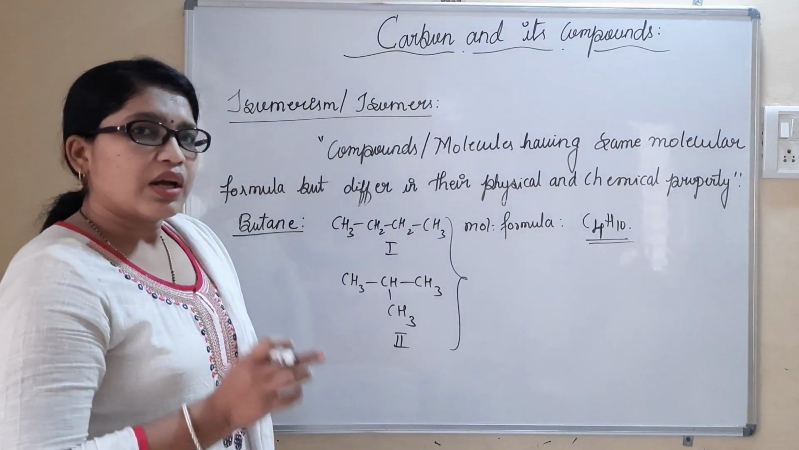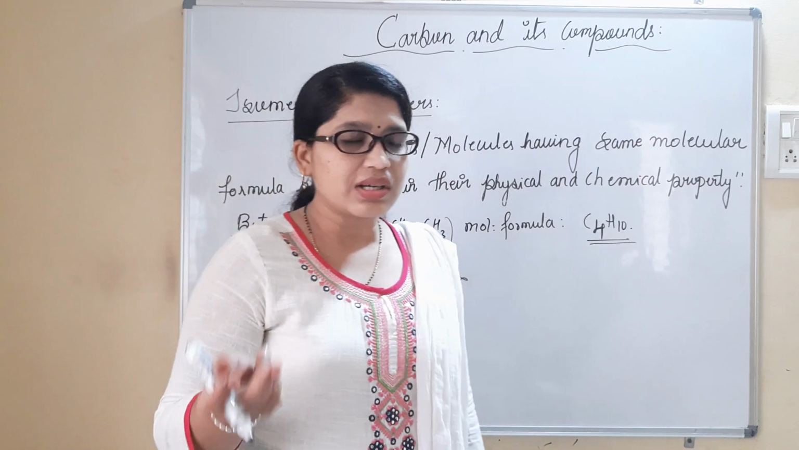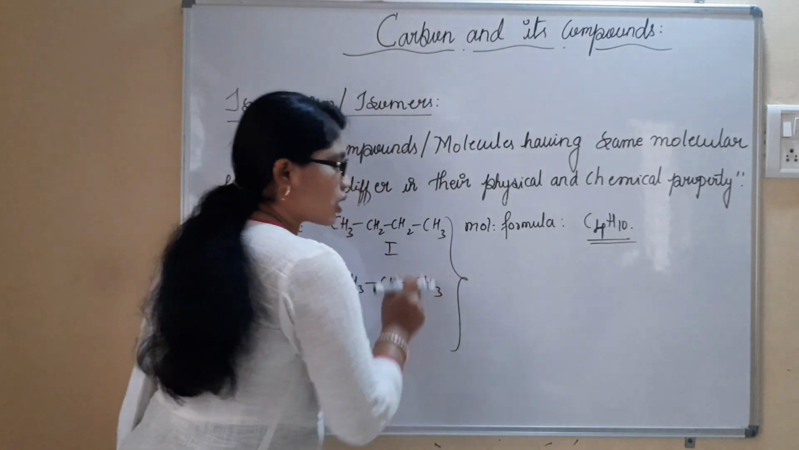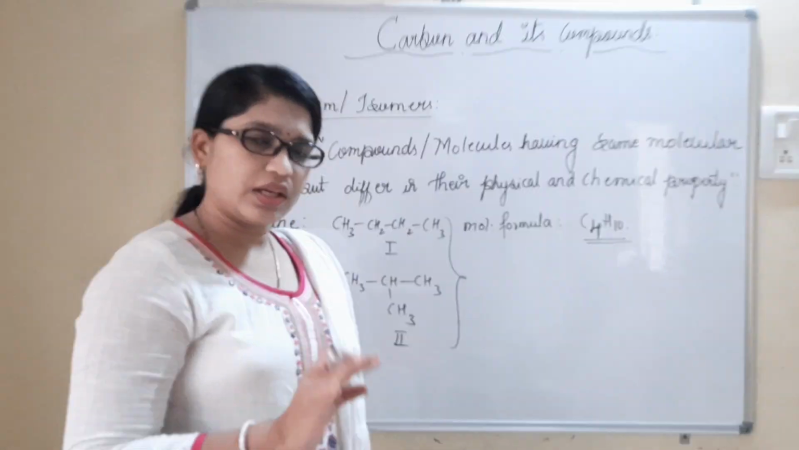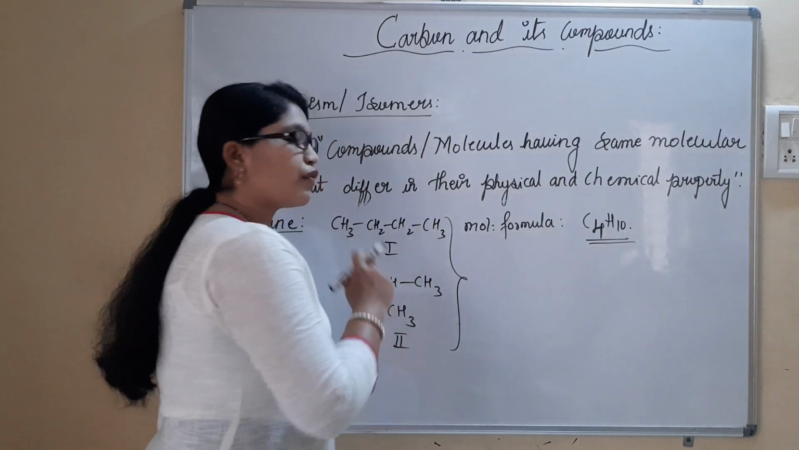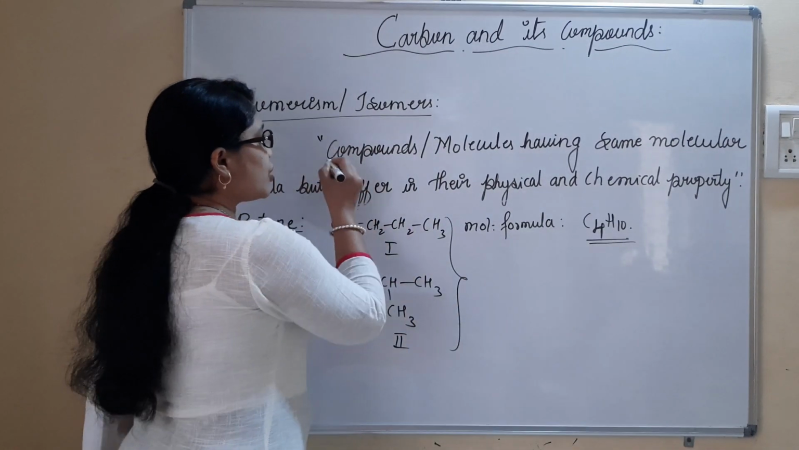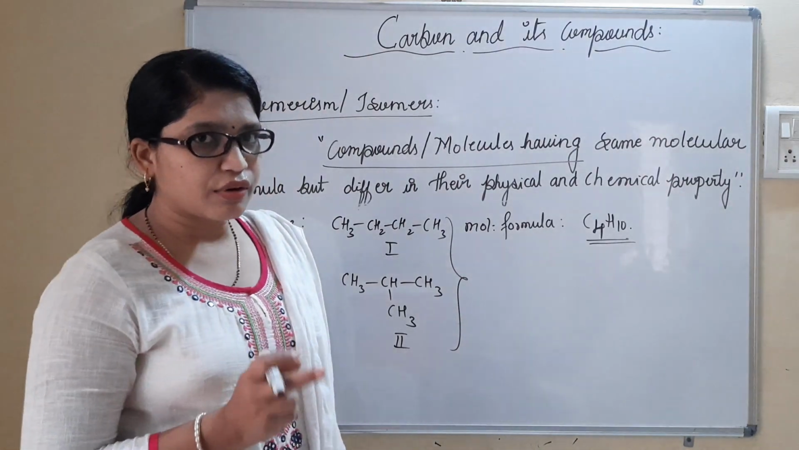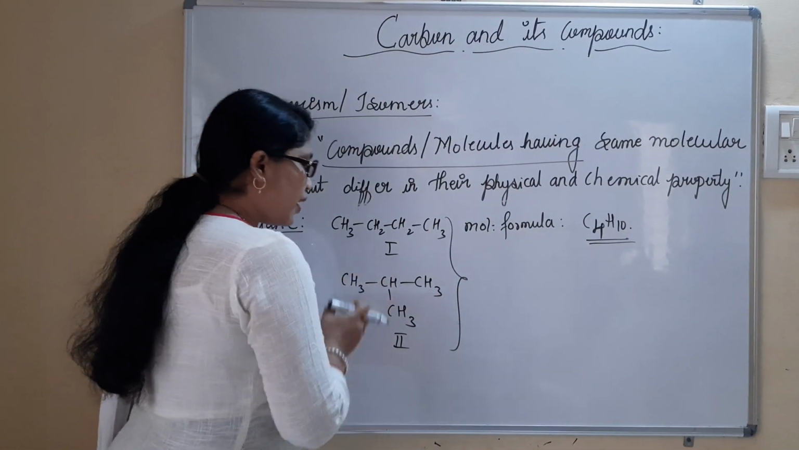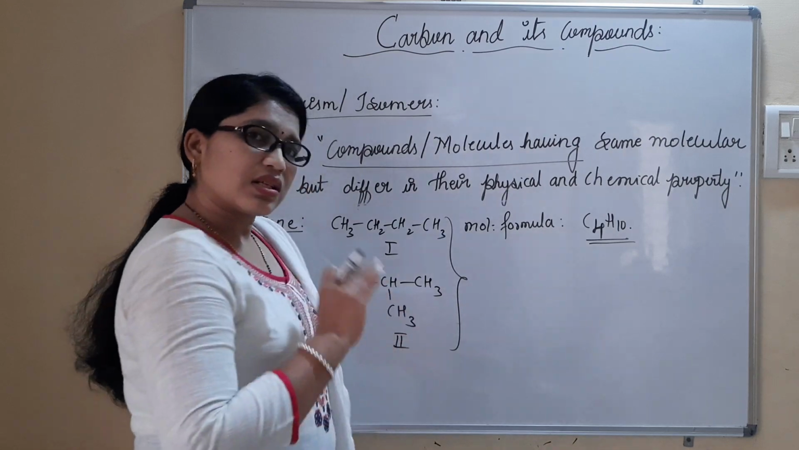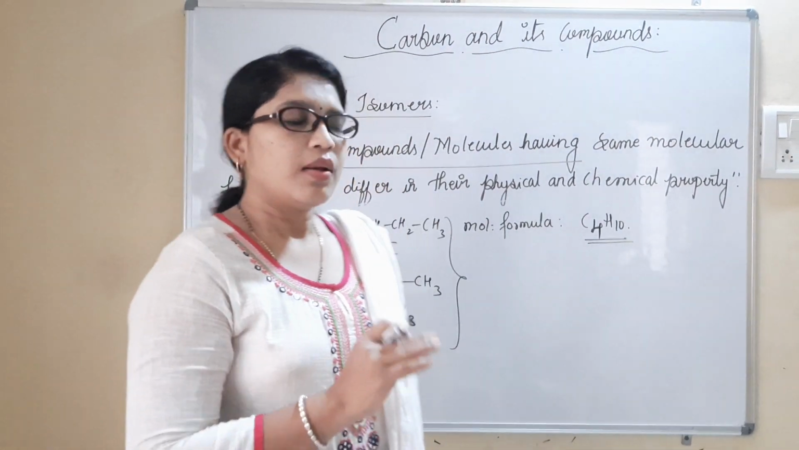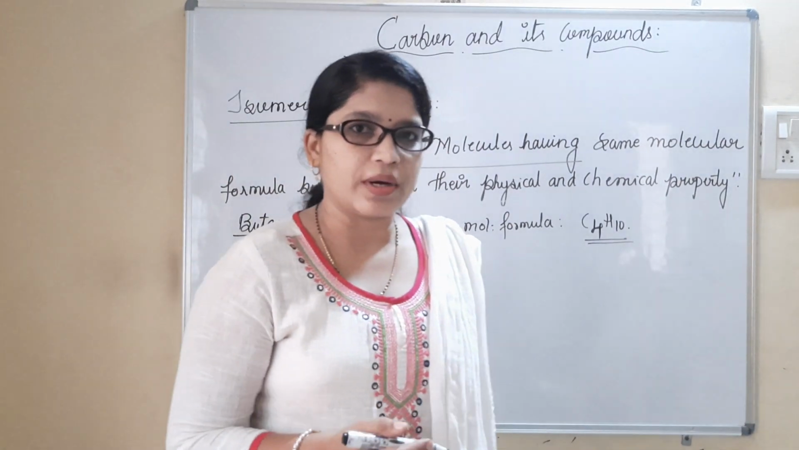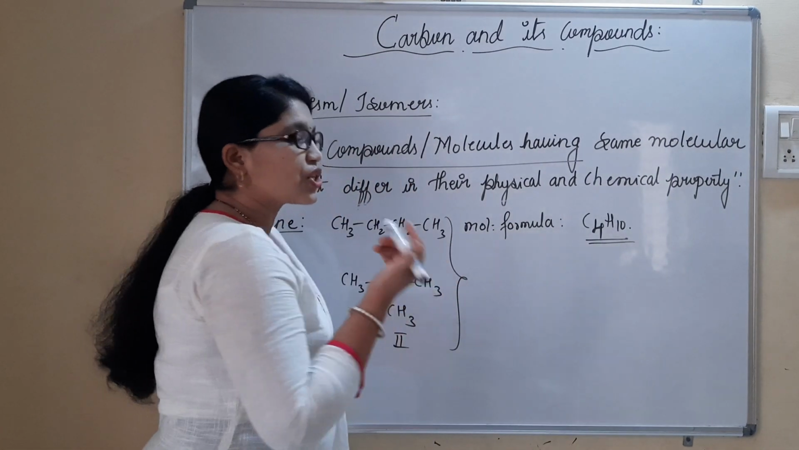Remember, whenever you get an isomer-related question, you have to write both these structures. It is not enough to write only one structure for isomers. What is the definition we have here? Compounds or molecules having the same molecular formula. These 2 structures have the same molecular formula, but they differ in their physical and chemical properties. They differ in their structure itself.